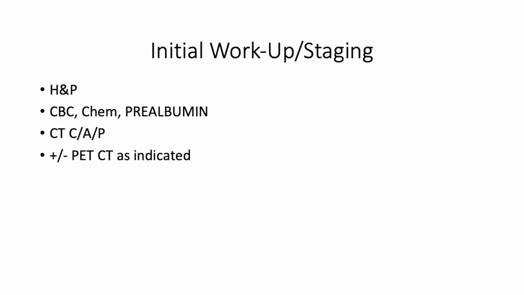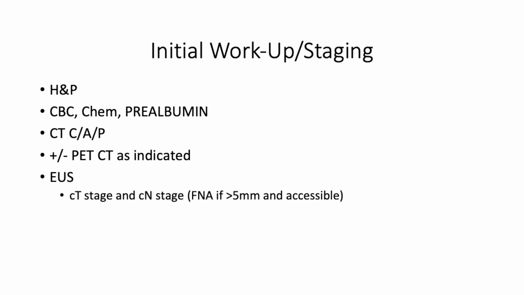PET scan, basically the NCCN guideline says as indicated, so if there's questionable findings on the CT, you could get a PET scan to try to figure out what exactly is going on. EUS is the key for clinical staging of the clinical T stage and N stage, so everybody gets an EUS. If the nodes are more than 5 millimeters, they're considered suspicious, and if they're accessible, you should FNA them. If they're not, you may have to just presume they're positive.